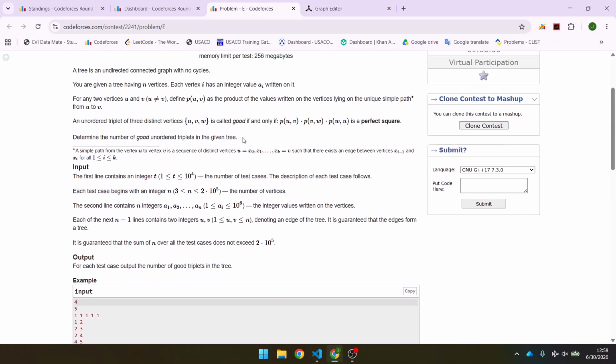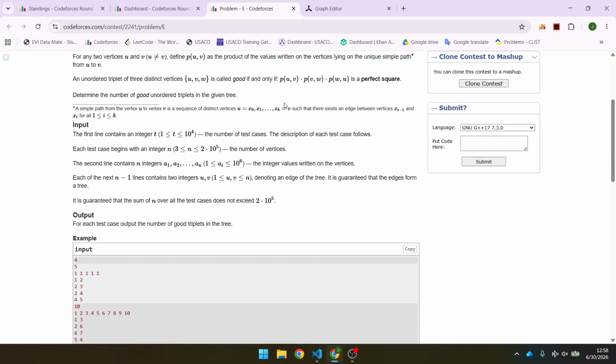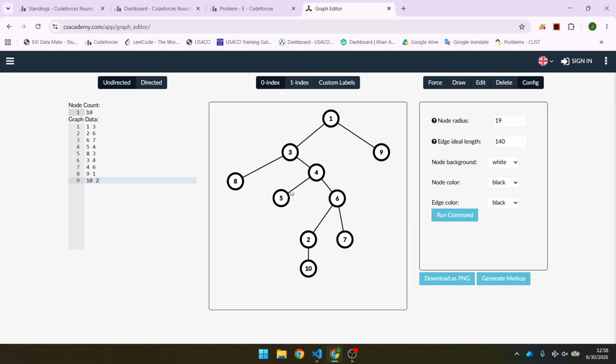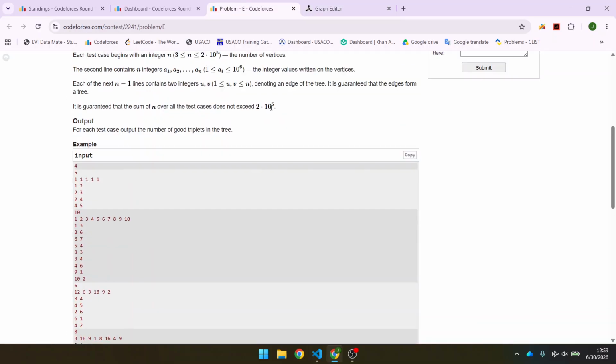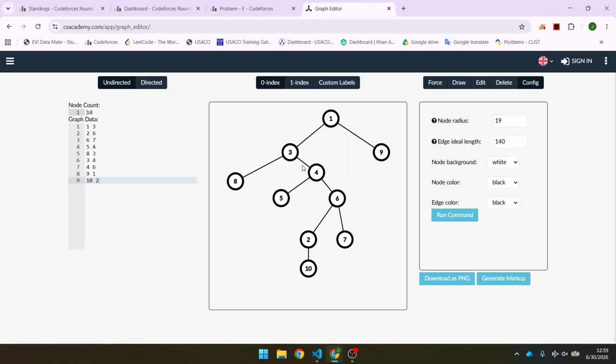See, let's look at the problem again. It's multiplying by the product of vertices, okay? So if we fix a root, and then we find two of its children, the product will be 5 times 4 over here, and then 4 times 6, 6 times 4 times 5. So the root node gets counted twice. So the value of the root node has to be a perfect square.